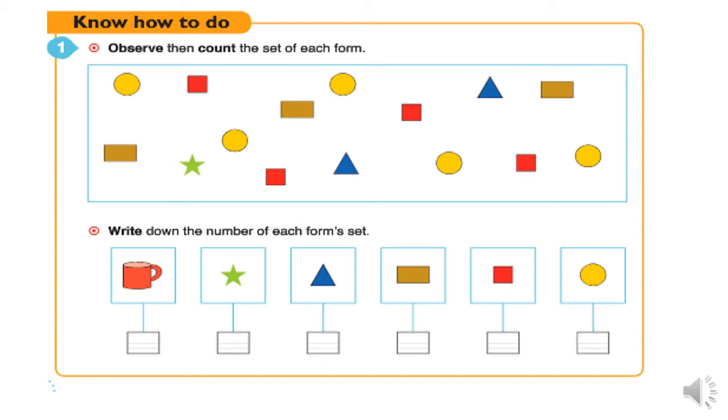So, what's the number that I should write here? Should I write 1, for example? No, I should write 0. Excellent. The second shape is the star.